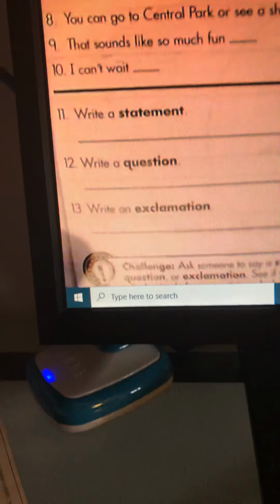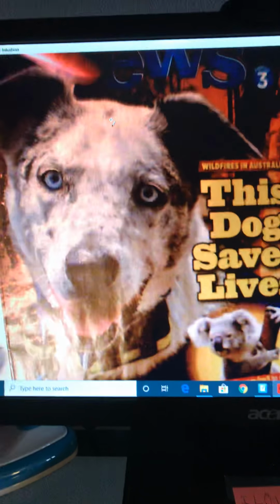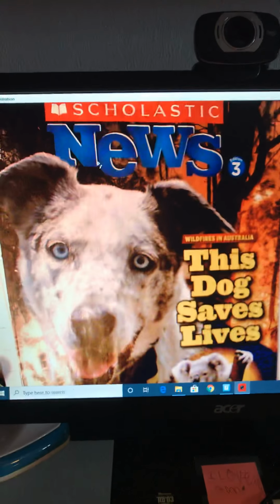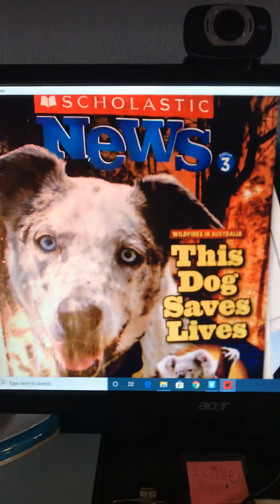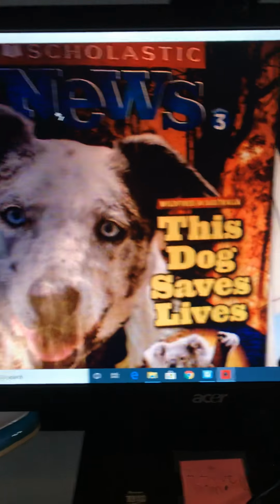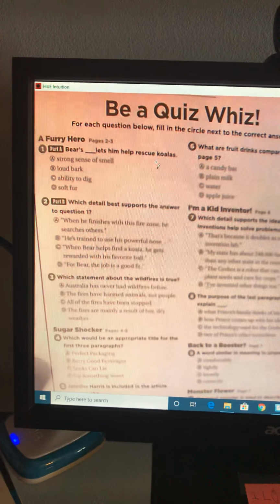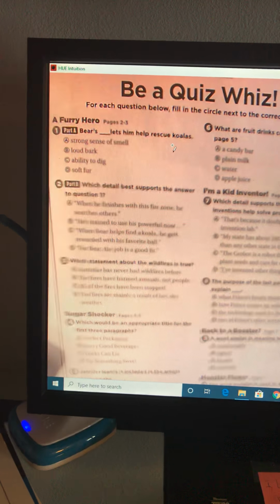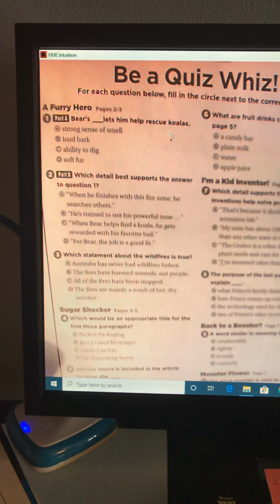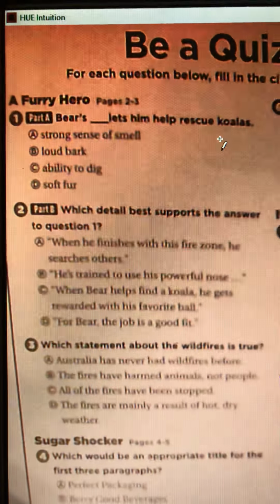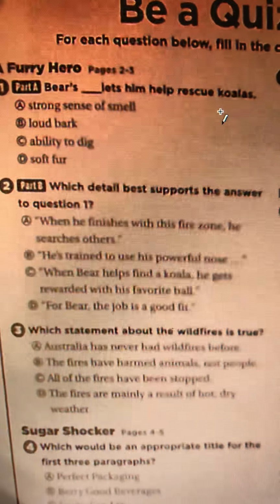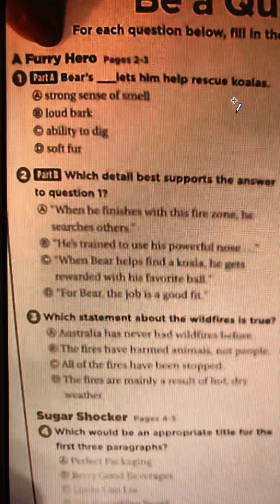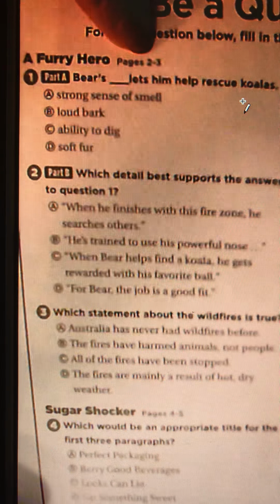Your last assignment for today, it's a short day, is the end of your Scholastic News. Okay, so you have your Scholastic News newspaper. Then you're getting a quiz, a 10-question quiz. Okay, on that, it gives you which story you're going to find your answers in and what page number that story is on. So, for example, this first part, questions 1, 2, and 3, all come from the story A Furry Hero, and that is found in your magazine on page 2 and 3.